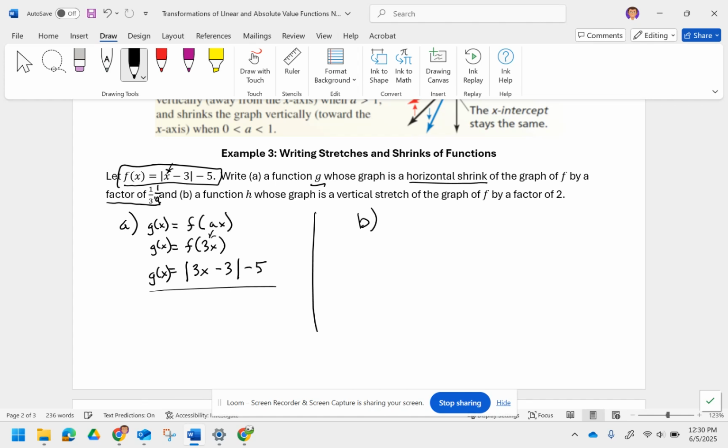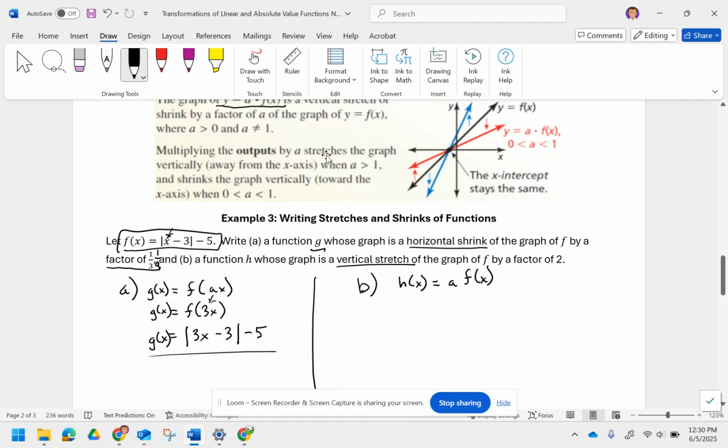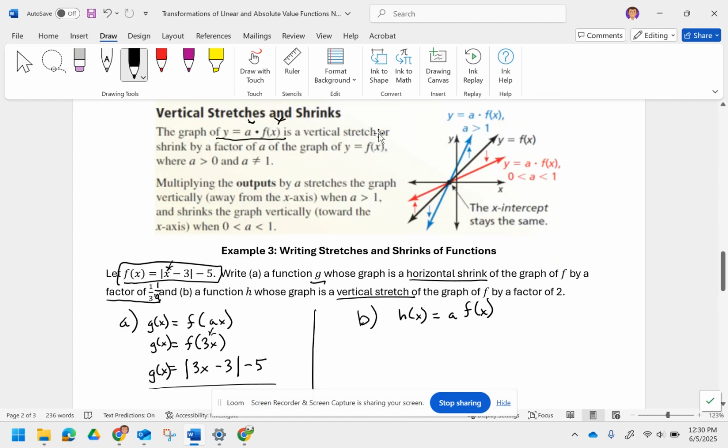All right, let's look at b. A function h, put that down right now so I don't forget it this time, whose graph is a vertical stretch, meaning we're doing something to the function f of x. We are multiplying by the output rather than the input of the graph by a factor of 2. Now in this case, a is what we do a factor of. Vertical stretch by a factor of a. So we are doing it by a factor of 2, so this is going to be 2 times f of x.